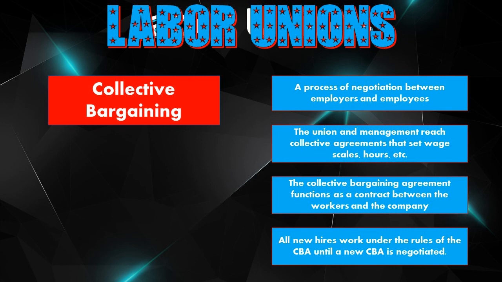Labor unions have the same problem as other interest groups. There are going to be free riders. There are going to be people that work there that aren't a part of the union. But the labor union is negotiating on behalf of all of them. The collective bargaining agreement ends up as a contract between all of the workers and the company. So the company has to treat the workers a certain way, and the workers agree to do certain things for the company. All new people hired and all people that work there work under the rules of the collective bargaining agreement until a new collective bargaining agreement is negotiated.